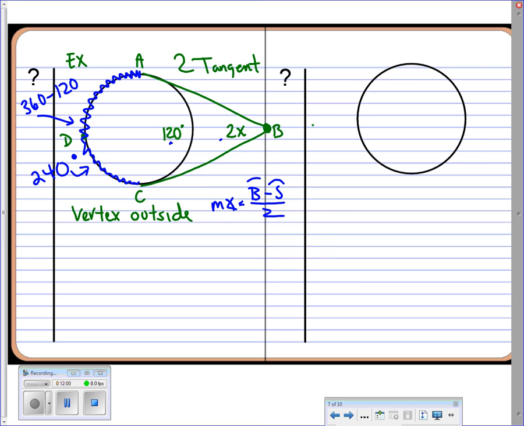Now I have enough information to write my equation. Go ahead and put me on pause. I'm going to keep on going, but put me on pause and see if you can do this one. Set it up, solve it, and then just come back and check your work. But I'm going to continue on.